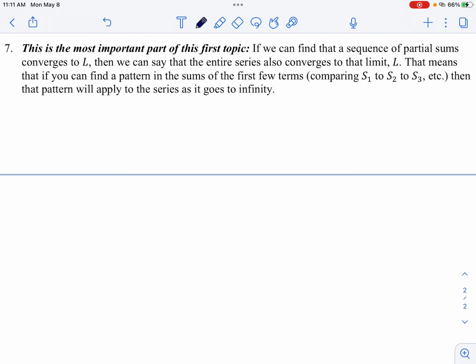Let's read number 7. This is perhaps the most important part of this whole first topic. If we can find that a sequence of partial sums, so maybe only the first 5 or 6 added together, converges to a limit, to a number, then we can say the entire series also converges to that limit, the entire series evaluated to infinity. That means that if you can find a pattern in the sums of the first few terms, like the sum of the first, sum of the second, sum of the third, then that pattern will apply to the series as it goes to infinity. Let me show you exactly what I mean here.